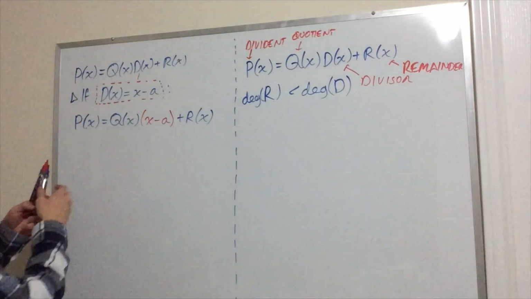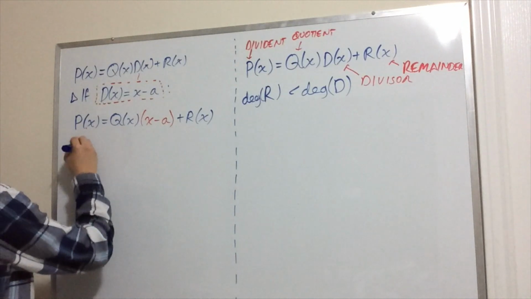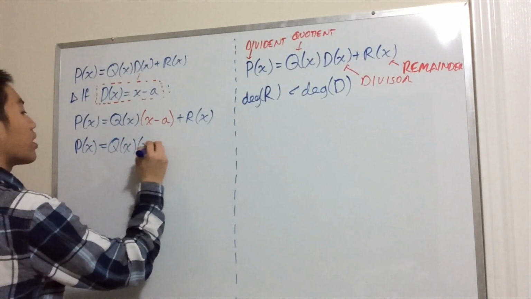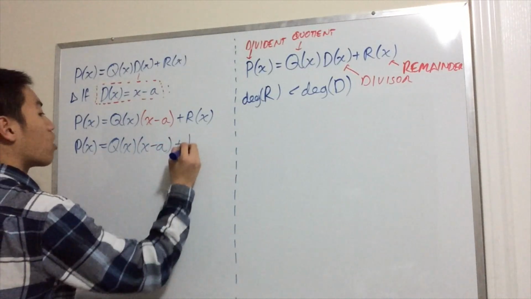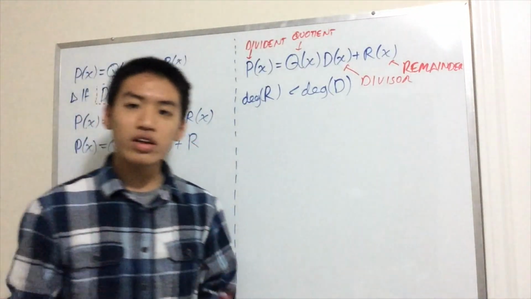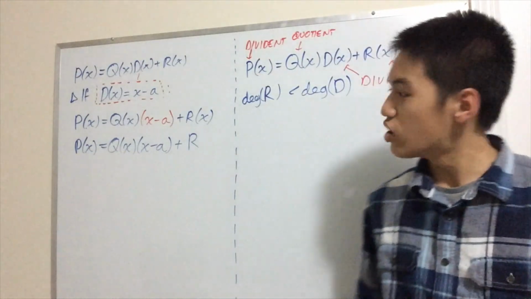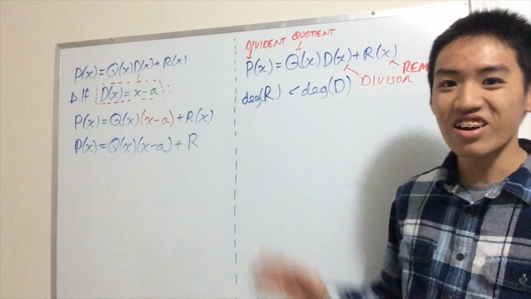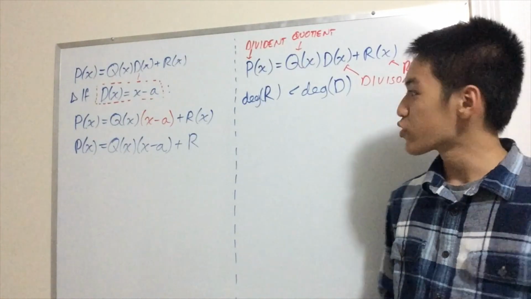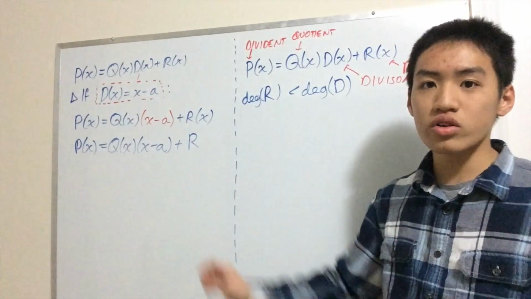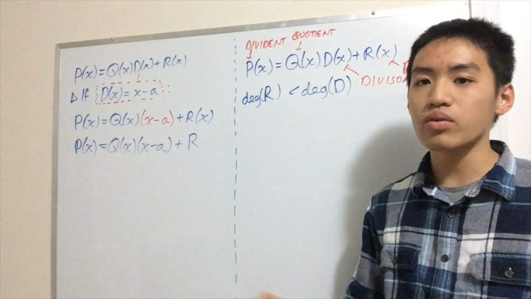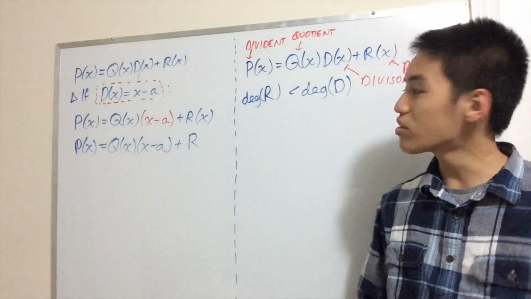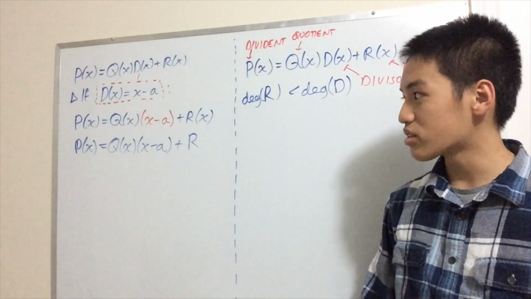And we can say that P of x is actually Q of x times x minus a plus r. Notice that I don't use function notation, because we just said that r is a constant because of this restriction here. It's not dependent on x. So it's either degree 0 or the 0 function itself. And in either case, it's not a function of x.